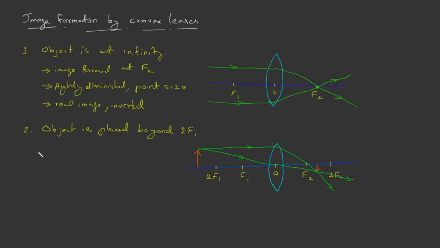That is, the image is formed between f2 and 2f2. We can also see the size of the image. The size of the image is diminished because the size of the image is less than the size of the object. We can also understand the image is real and it is inverted. So for the second case, when the object is placed beyond 2f1, the image is formed between f2 and 2f2. It is diminished, real and inverted.